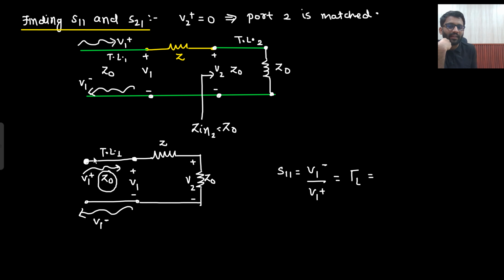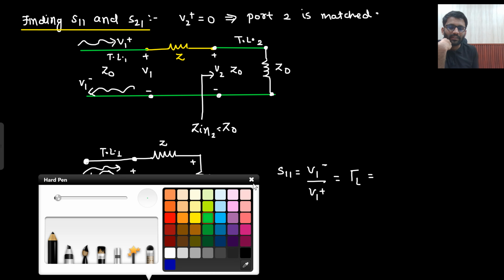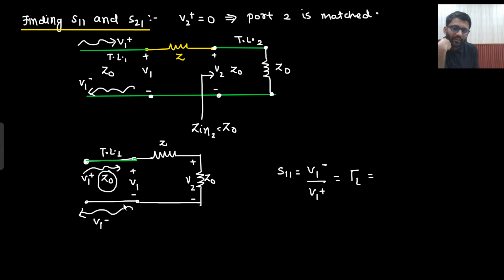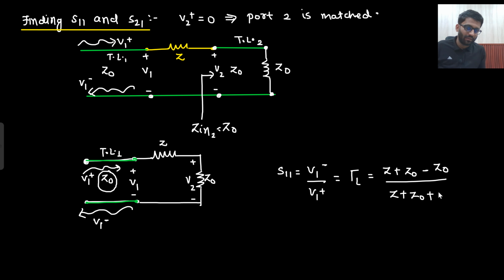For this particular transmission line, what is the load? Load is Z plus Z0. So the reflection coefficient is ZL minus Z0, where Z0 only, divided by ZL plus Z0. Is that clear to you? So what you are getting is Z upon Z plus 2Z0. This is the value of S11.